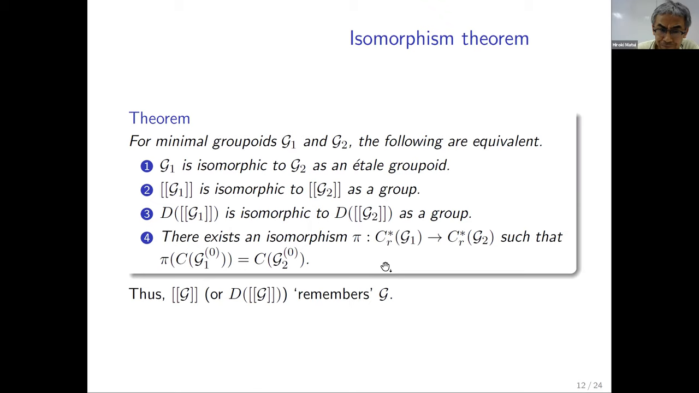Okay, so one is equivalent to two or three. This means that the topological full group or its commutator remembers the original étale groupoid, or the dynamical system on the Cantor set.